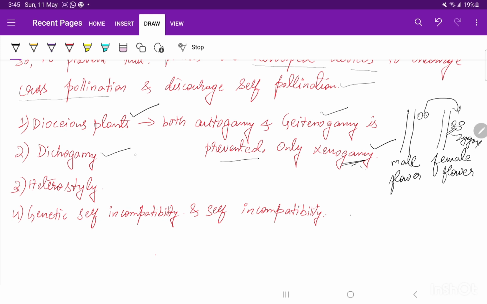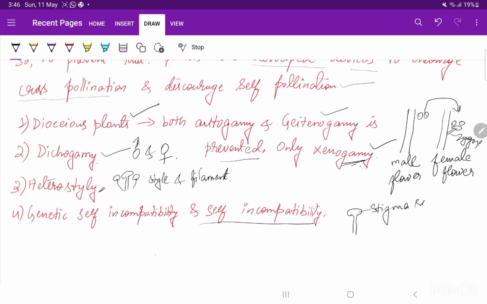Next is dichogamy, where both the sexes will mature at a different time. We have already seen this. Heterostyly, the morphological modification of the plant that is seen here, where the length of the style and filament is larger and shorter. We have already seen it in the session. Next is self-incompatibility, where the stigma of a flower rejects its pollen grain for pollination.